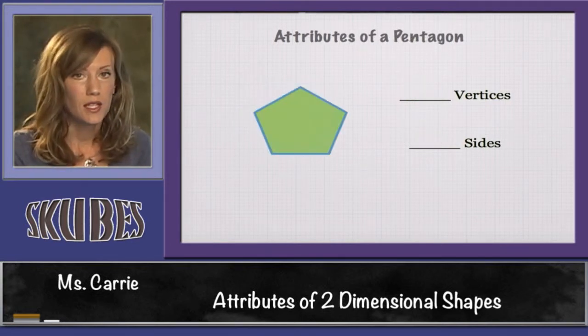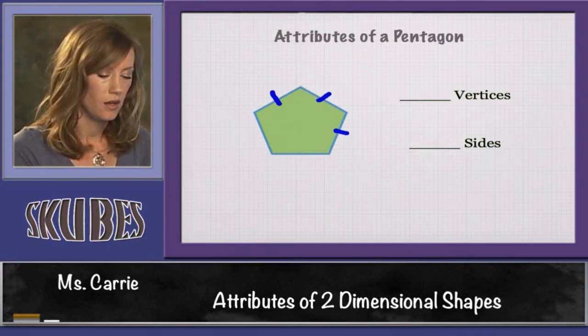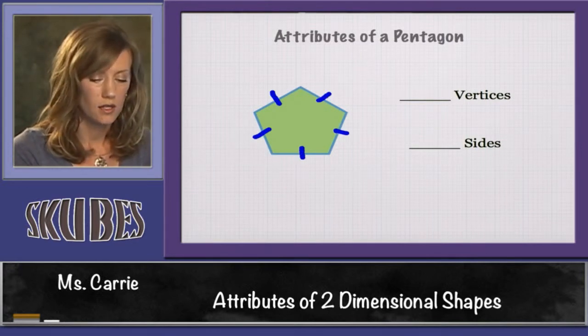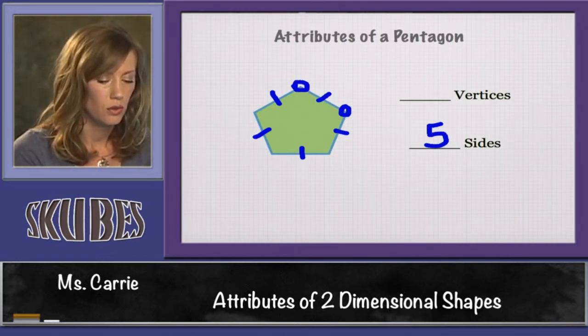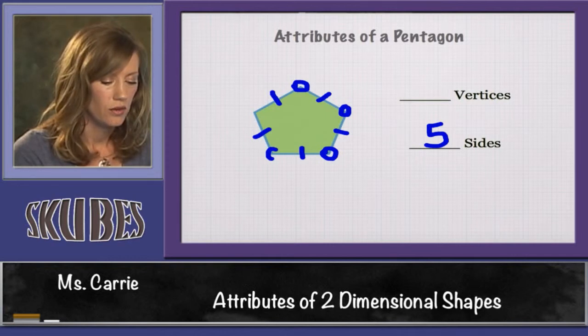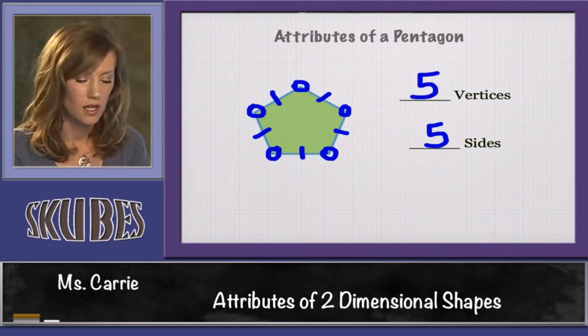Now let's take a look at a pentagon. A pentagon has 1, 2, 3, 4, 5 sides and has 1, 2, 3, 4, 5 vertices.